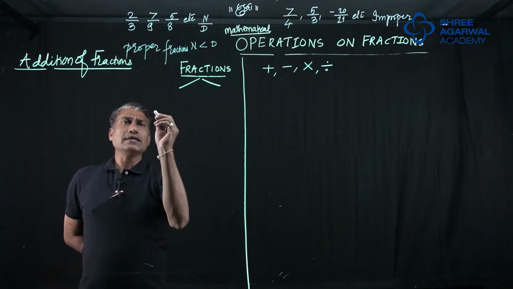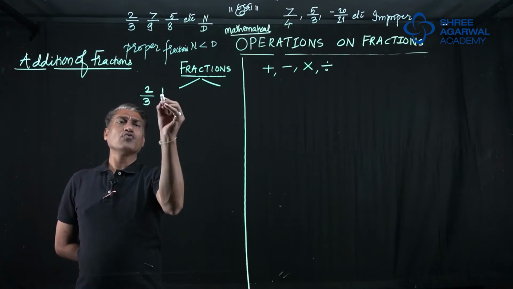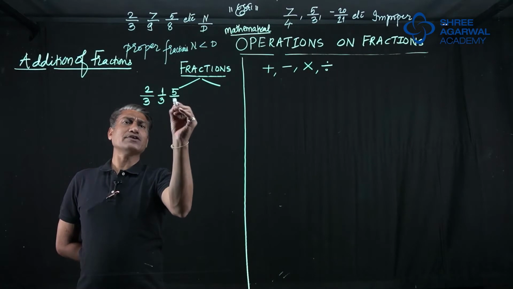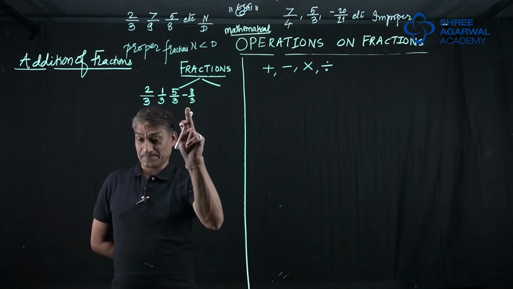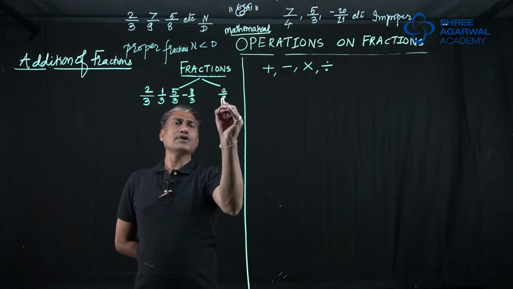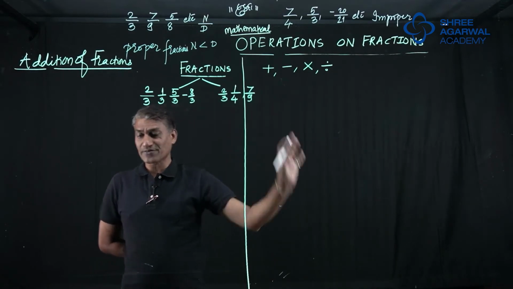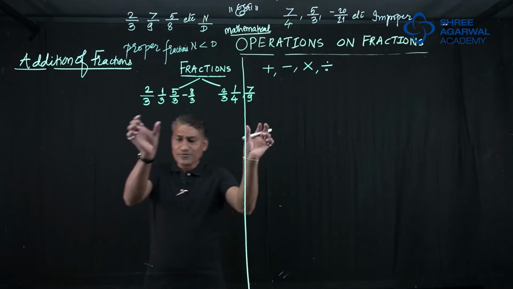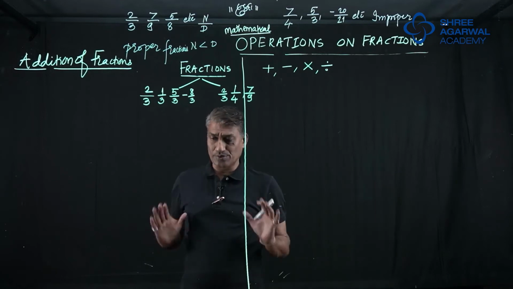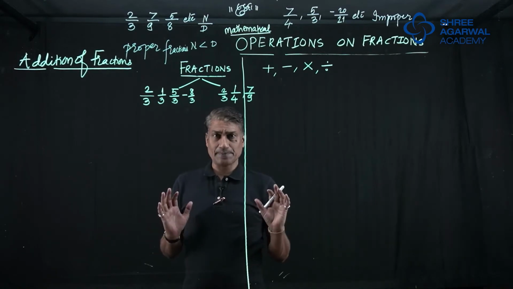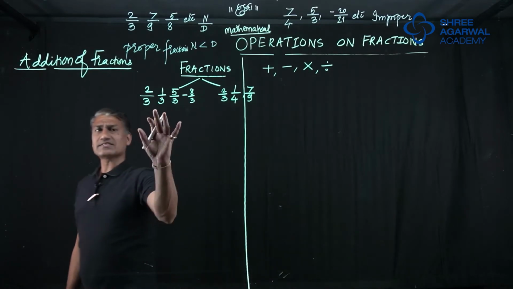See, there are some fractions like 2 upon 3, 1 upon 3, 5 upon 3, minus 8 upon 3. Everywhere the denominators are same. But here 2 upon 3, 1 upon 4, 7 upon 9, the denominators are different. So these two different sets of fractions we are going to study. There is a primary difference in the way of addition and multiplication. So let us take this type of fractions.